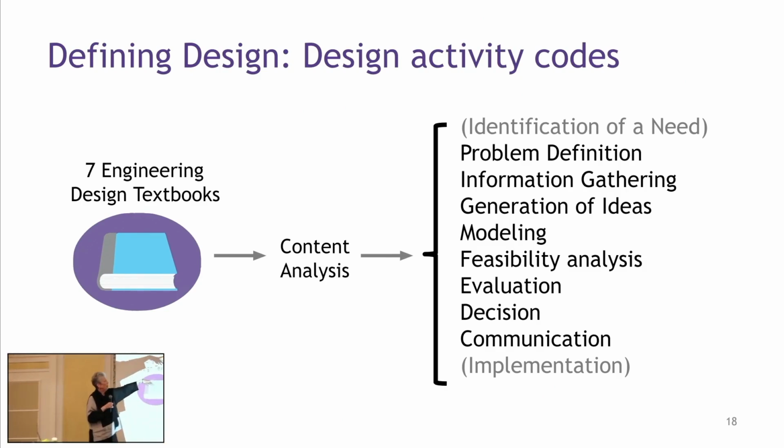Identifying a need, defining a problem, gathering information, generating ideas, modeling, feasibility analysis, evaluation, decision, communication, and implementation. In this case, for this problem, identify a need and implementation are grayed out because we gave them a problem statement, they didn't identify the need. We didn't ask them to build the playground. It was a conceptual design. So we were coding with the codes in the middle here.